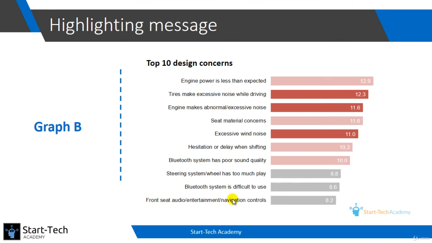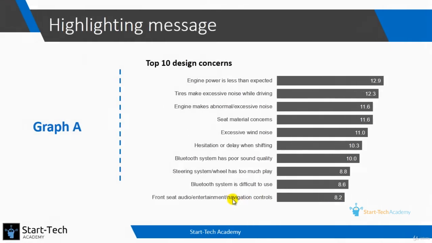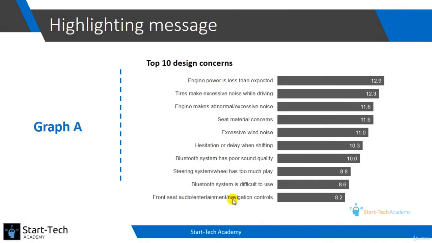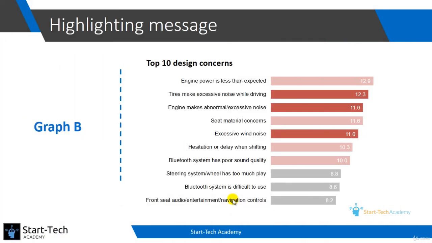So let's just compare these 2 graphs. In this graph, the message was not highlighted. It was not clear what the audience should look at. And in the next one, it is clearly highlighted that the audience should start with these 3 concerns and should pay the least focus on these 3. So using a coloring format, you can emphasize the message that you want to convey.